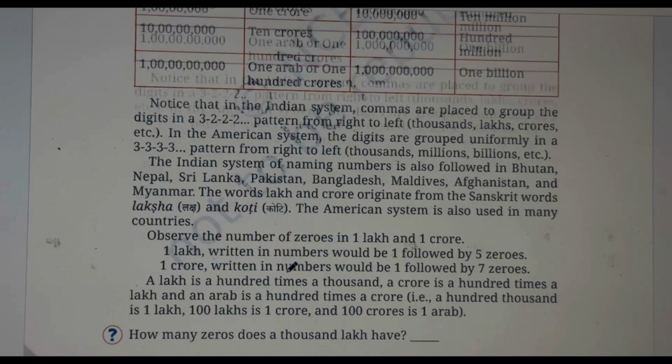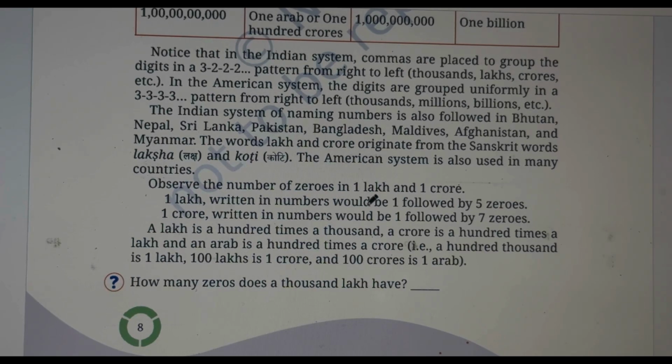So we'll just recap this once, the number of zeros in 1 lakh and 1 crore. So 1 lakh is 1 followed by 5 zeros, and 1 crore is 1 followed by 7 zeros. This you need to remember. It would be easier for you. Now, you have to remember this in relation with each other. So 1 lakh is 100 times 1,000. 1 crore is 100 times a lakh. And an Arab is 100 times a crore, right? That is, 100,000 is 1 lakh, 100 lakh is 1 crore, and 100 crore is 1 Arab, right?